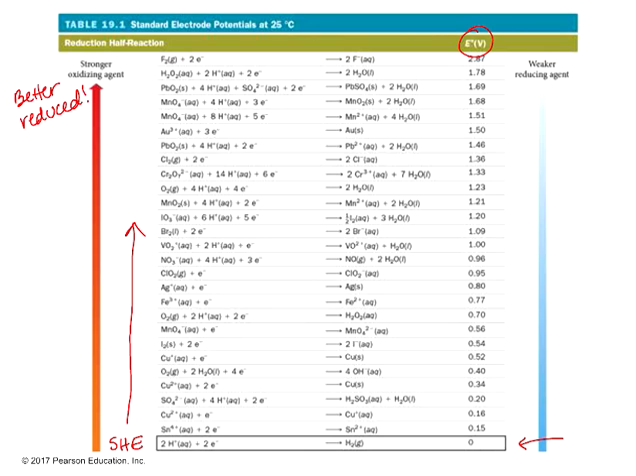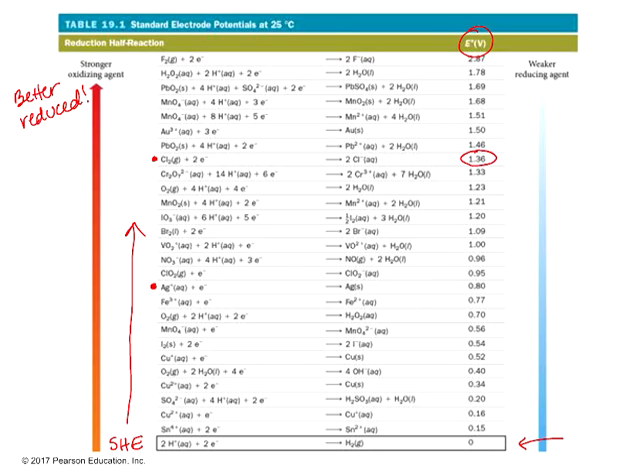So for example, let's compare chlorine and its reduction reaction to silver. All right, so chlorine is being reduced, so it's gaining 2 electrons to become 2 chloride ions, and its potential value here is 1.36 volts.